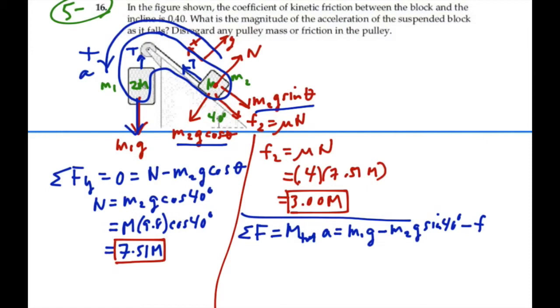Our total mass is going to be m1 plus m2, so we've got m1 plus m2 times acceleration is equal to m1g minus m2g times the sine of 40 degrees minus 3 times m, big M. Let's go to the next page.